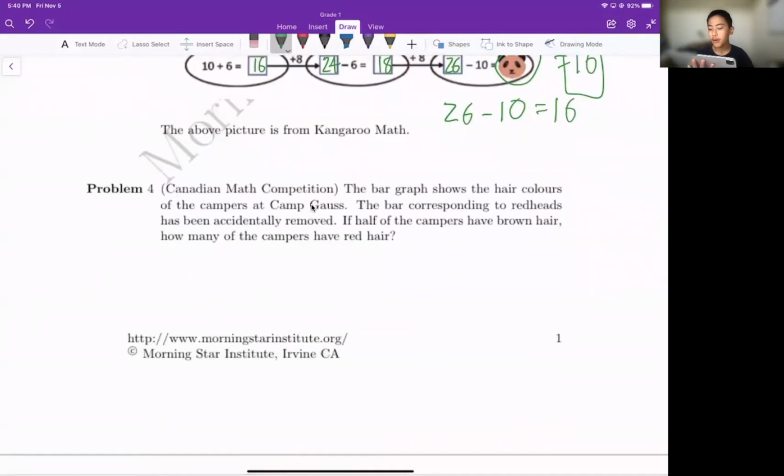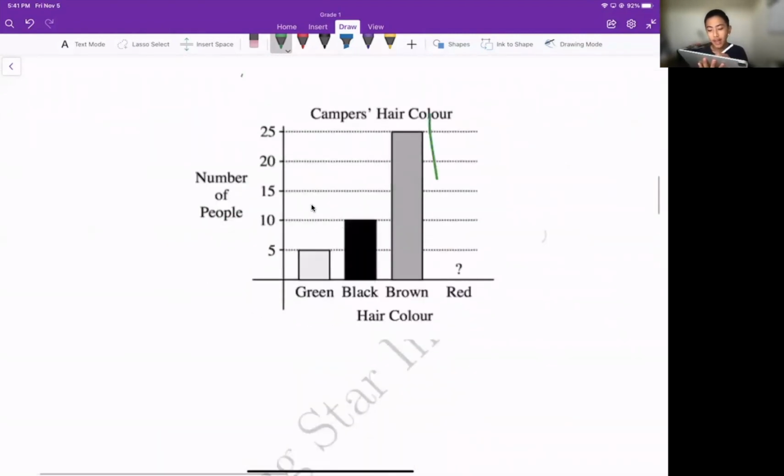Problem 4, the bar graph shows the hair colors of the campers at Camp Goss. The bar corresponding to redheads has been accidentally removed. If half of the campers have brown hair, how many of the campers have red hair? So right here it says half of the campers have brown hair. So that must mean that half of the campers, so 25 campers, are half.